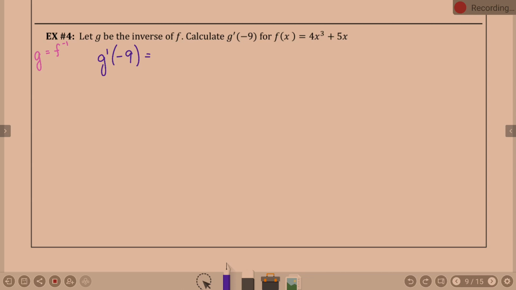Okay, so g prime of negative 9. Really that's asking what is the derivative of f inverse of negative 9, right? That's what they're asking us. So my formula, and if you look up above, it's 1 over f prime of f inverse, but I'm not using f inverse. What are we going to use? G of negative 9. Okay?